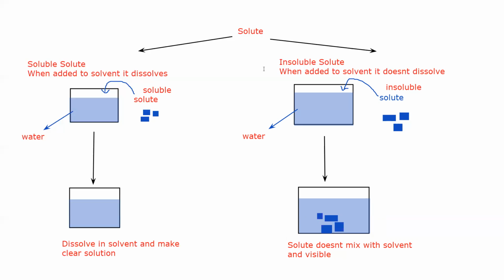Soluble solute means you add it to a solvent, and when you mix them, it will mix and make a clear solution. But there are some solutes that, when you add them to water, do not mix and the solute is visible. That type of solute is known as an insoluble solute. Is it clear? The concept of soluble and insoluble solutes.